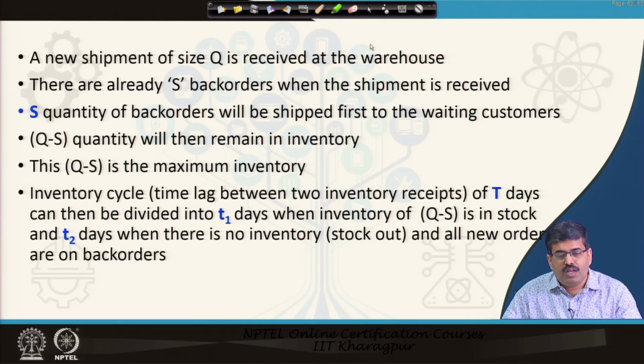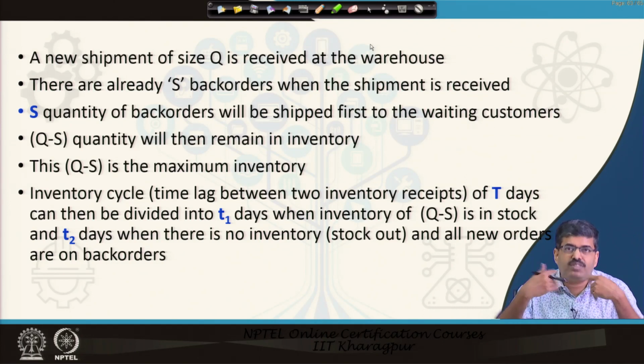Now, let us take an example. A new shipment of size Q is received at the warehouse. There are already S back orders when the shipment is received. So, product comes in, 2 trucks have come in with products. What will happen? When the demand comes, this material will go to the wholesalers, but there is already a back order, so the entire material cannot go to the dealers.